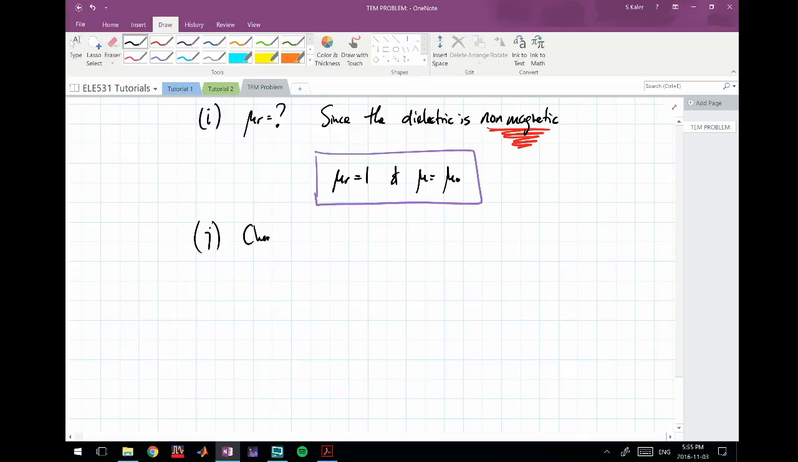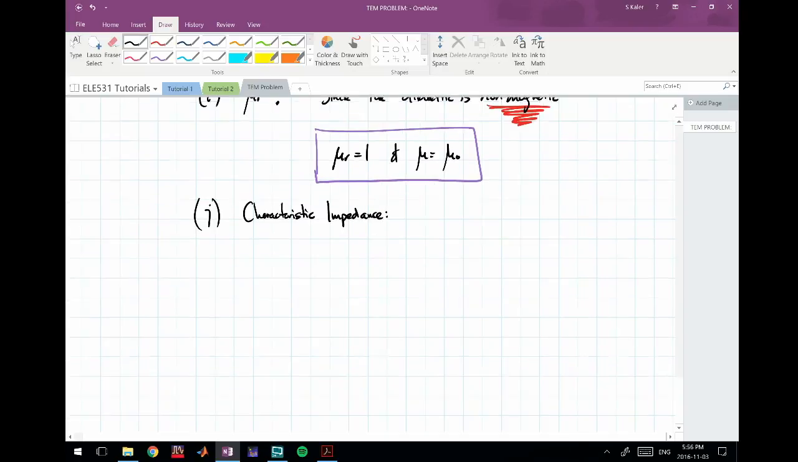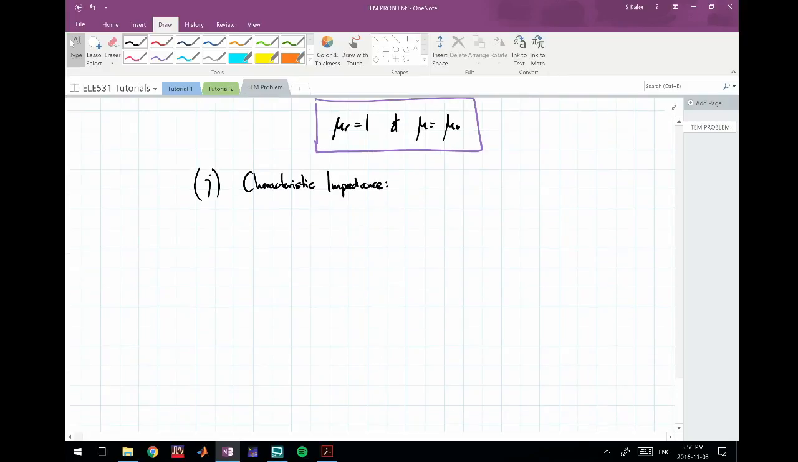the characteristic impedance. Now the characteristic impedance is eta, that funny looking n thing, which a lot of people have called. So eta is actually defined as the square root of mu over epsilon. Now if we apply what we know, that this is mu naught, we know this is epsilon naught, and we know this is epsilon r. Well, that was kind of bad.